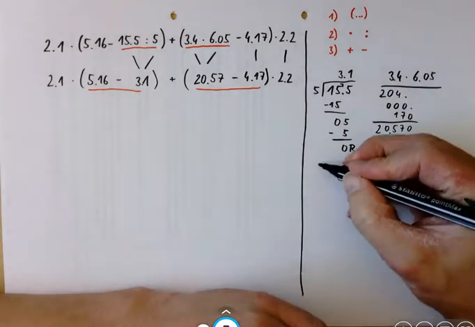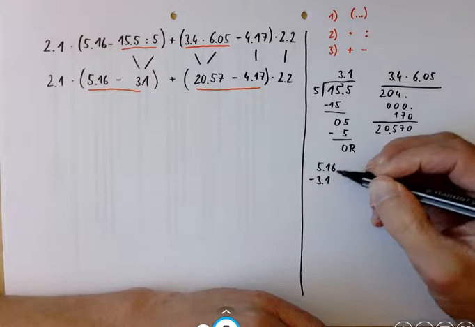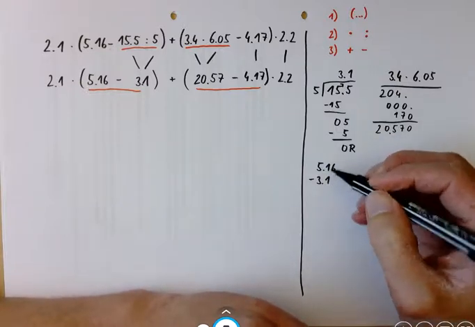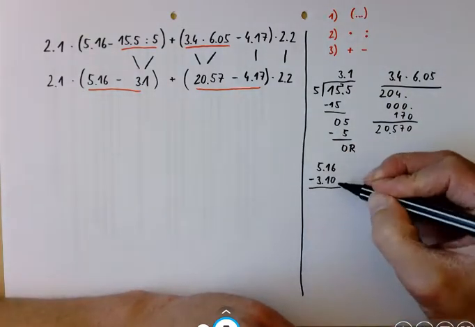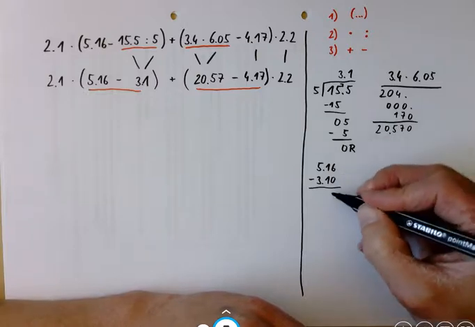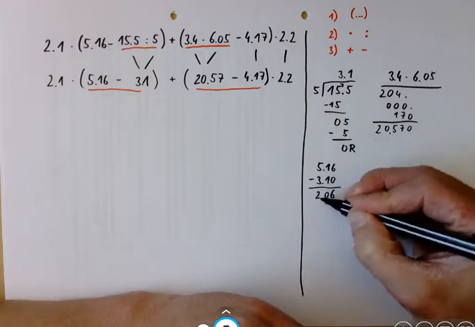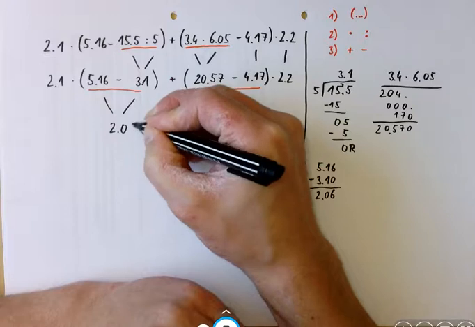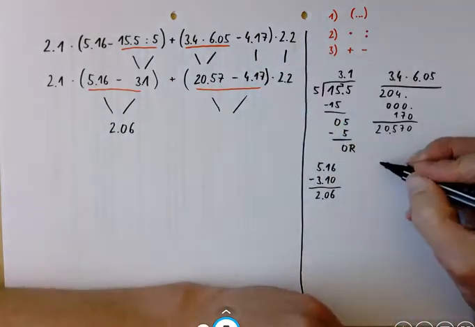So it's 5.16 minus 3.1. Remember that decimal point has to be below decimal point in subtraction and addition tasks. You can add an additional 0 to have it aligned here. So it's 6, 0, and 2. So that's 2.06.